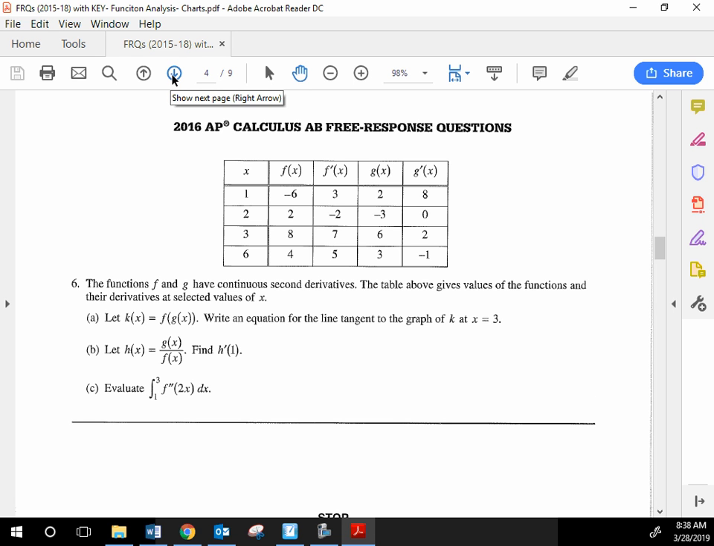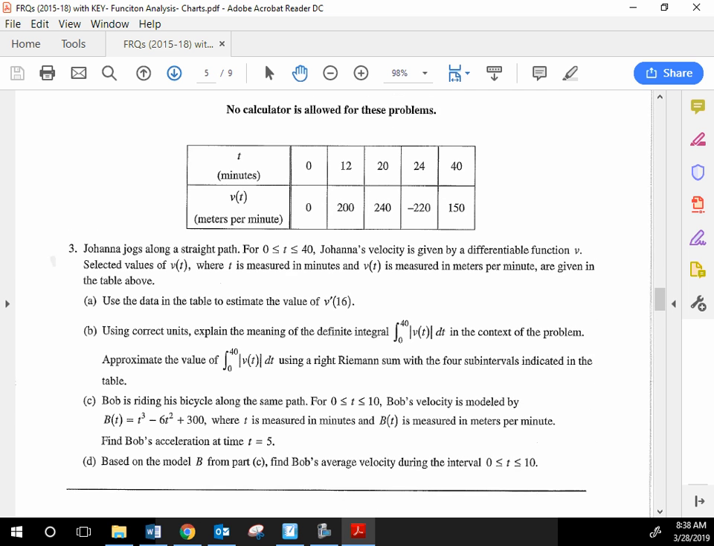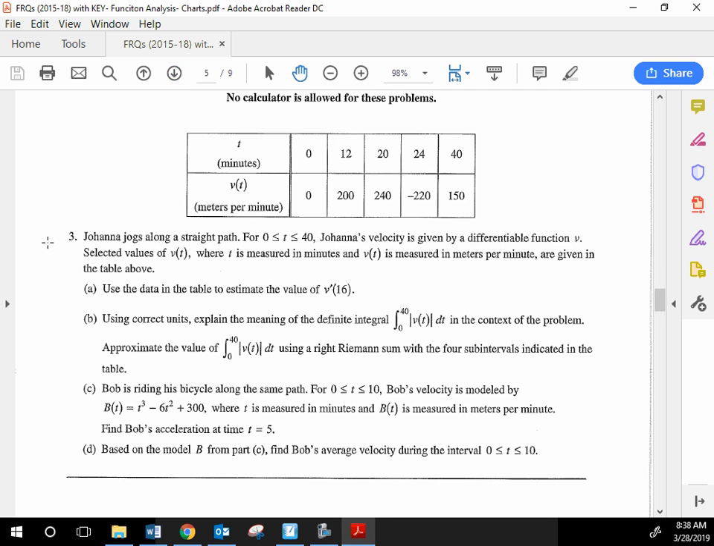All right, and then in 2015, this is another typical function analysis chart. Here's a chart of values. This is velocity for Johanna. And they ask us to estimate, again, the derivative value. So that's a common thing we see. And then once again, a trapezoidal or a Riemann sum. This one was a right Riemann sum. And then here they bring in somebody else, Bob, with his velocity and information about that.